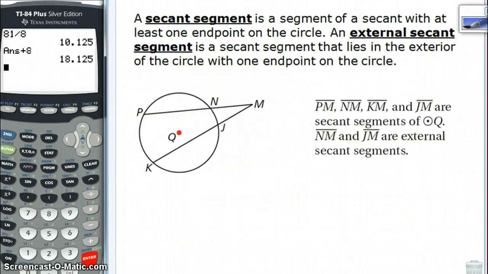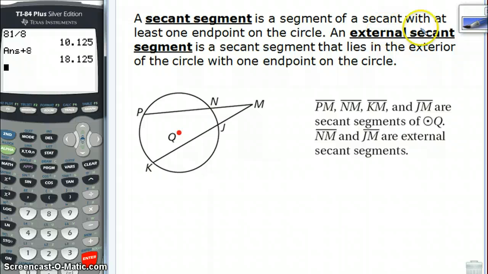Moving along here, a secant segment is a segment of a secant with at least one endpoint on the circle. So here we have a secant. It's a line that intersects the circle in at least 2 points. So secant segments are starting at N and P and M, and this is another secant, so the segments of the secant are JM and JK.